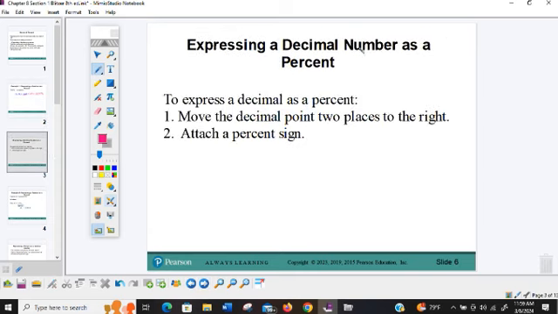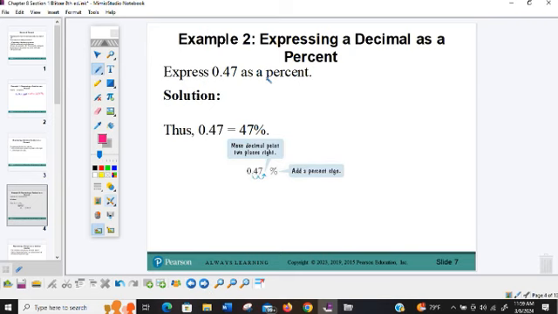Now let's go the other direction. If we want to write a decimal as a percent instead of a fraction, we just move the decimal 2 places to the right. So in the last example, we started with a fraction. This time, we're one step closer before we even begin. We're starting with a decimal. Okay, so we're going to move the decimal and then put a percent sign. So on this one, if we want to express 0.47 as a percent, we move it twice to the right, and we have 47%. We have to add that percent sign.